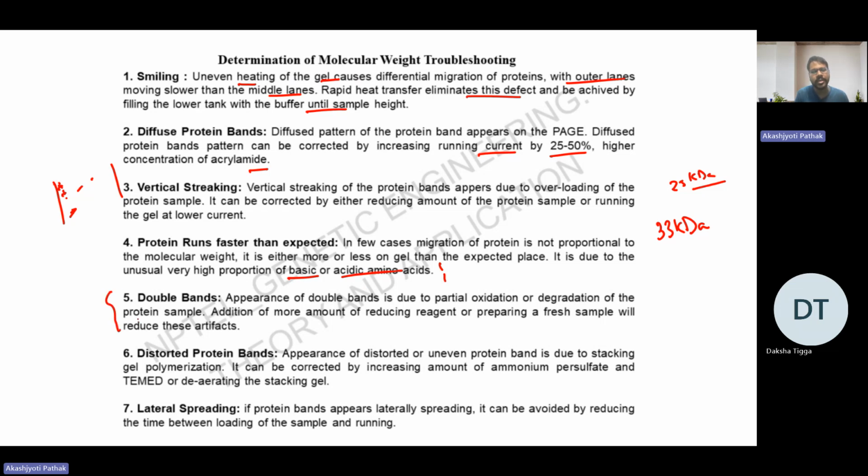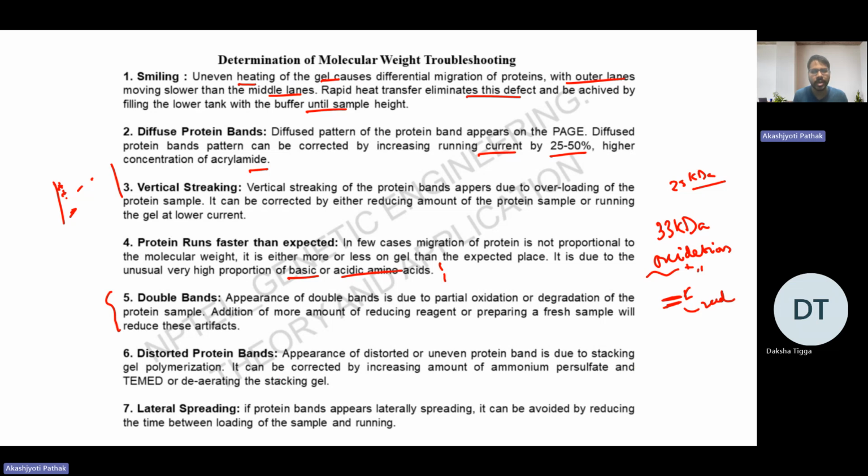Double bands you can get if your protein is getting degraded. For example, if your C terminus is getting degraded, you can get double bands, or if there is oxidation. Due to oxidation also you can have double bands: one band will be your oxidized fraction and another will be your reduced fraction. So how will you resolve that issue? You add more DTT. You can add more of the reducing agent so that you do not get double bands.